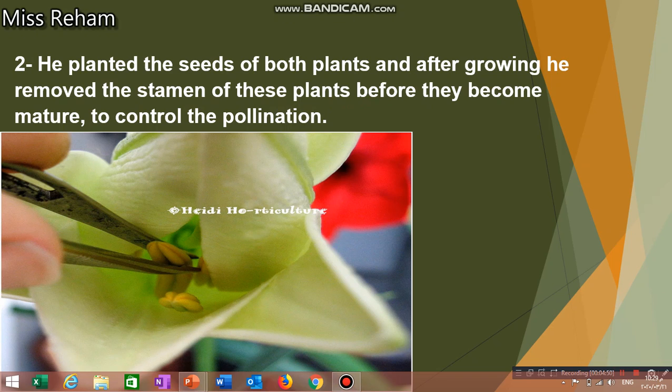Why? Here is a very important question. Give reason. Mendel removed the stamen of these plants before they become mature. The answer will be to control the pollination. Mendel wanted to prevent the self-pollination. How can he prevent the self-pollination? By removing the stamen. So now he controlled the self-pollination.